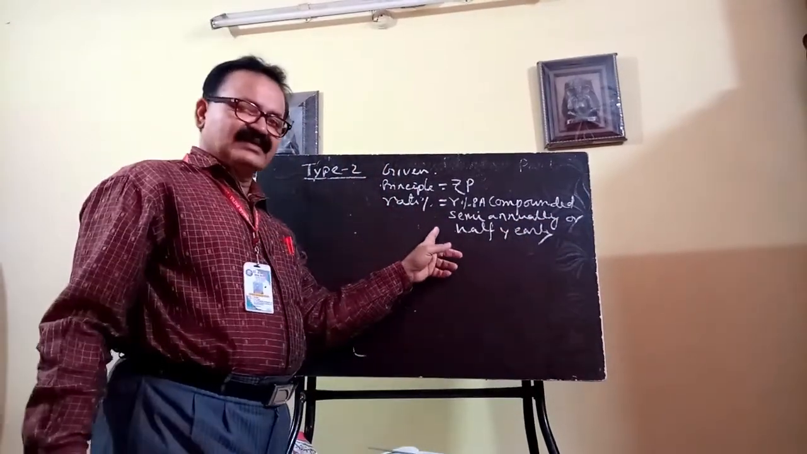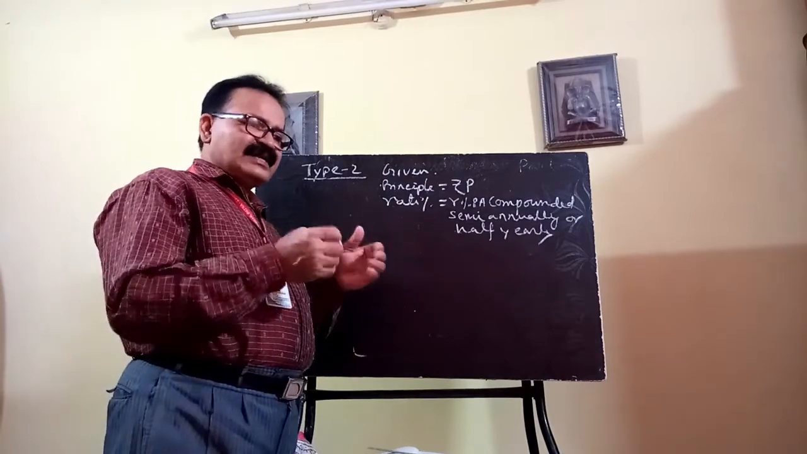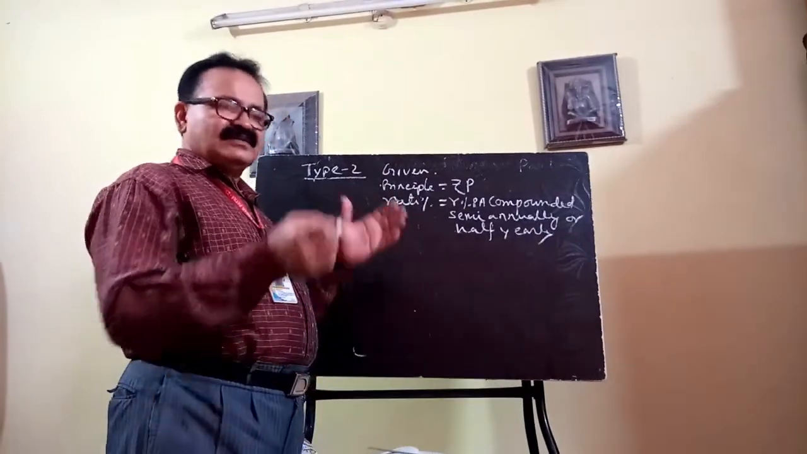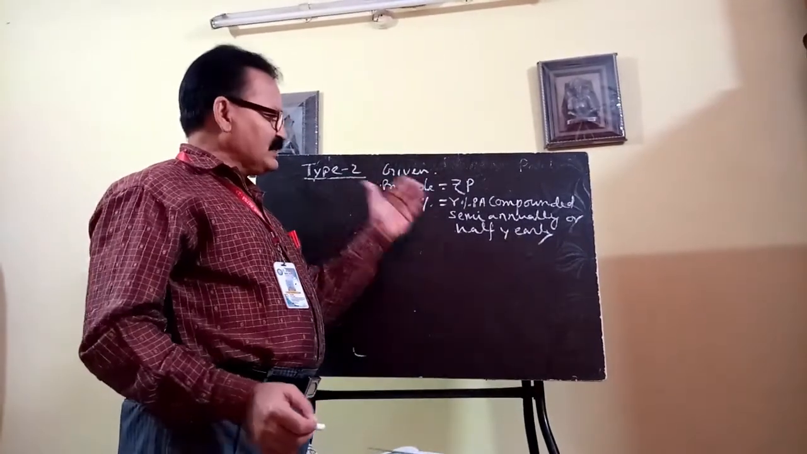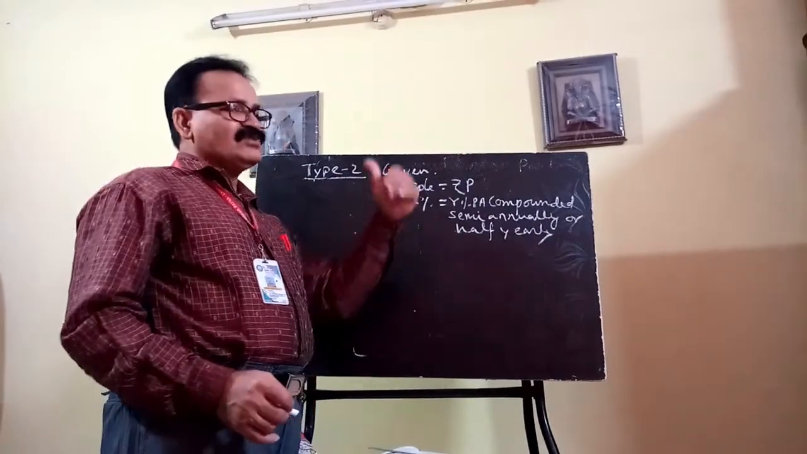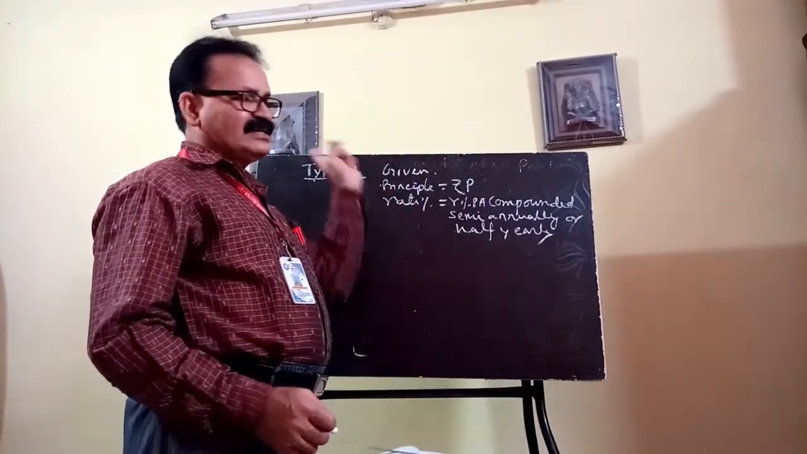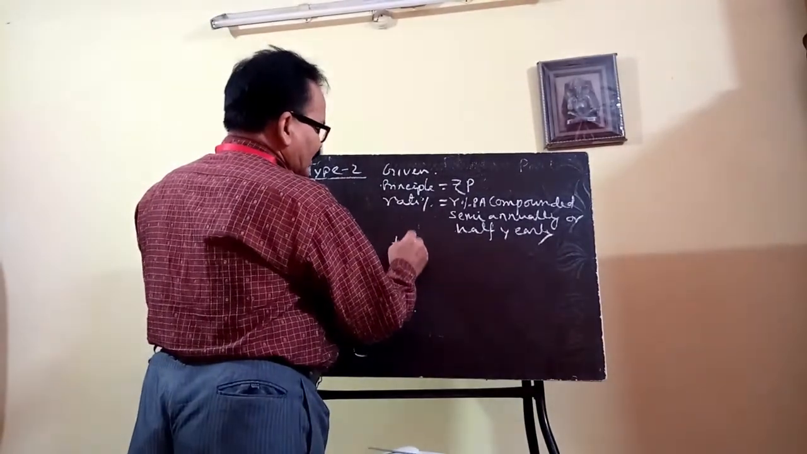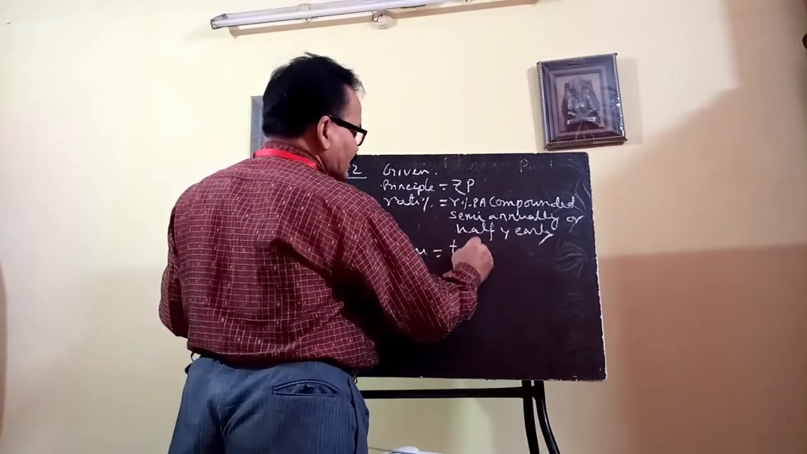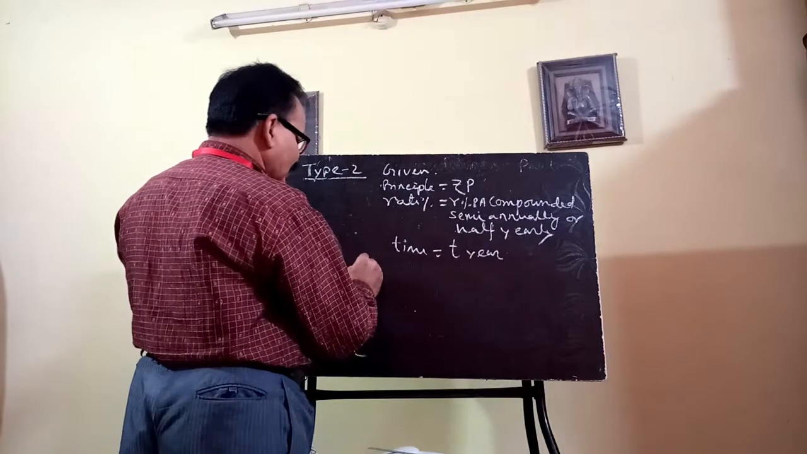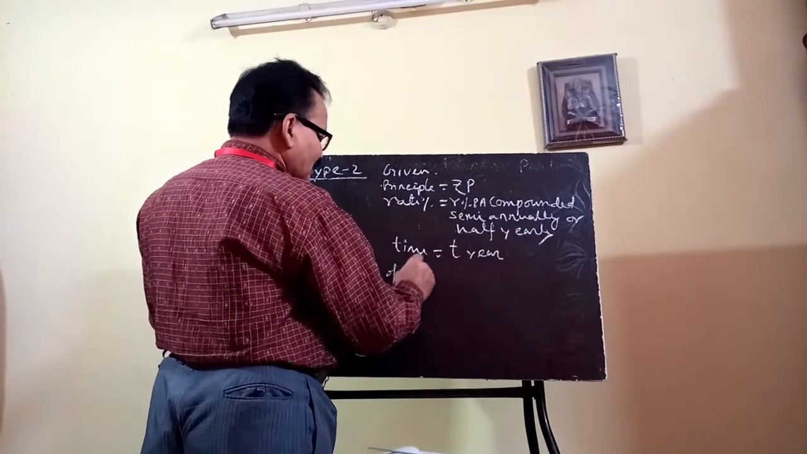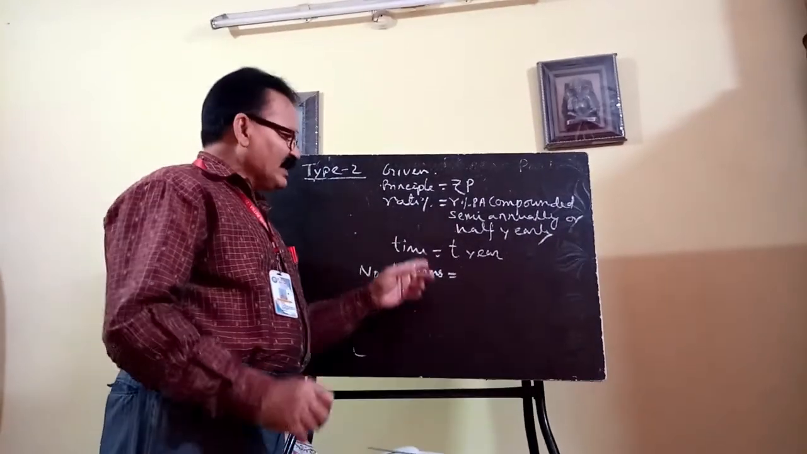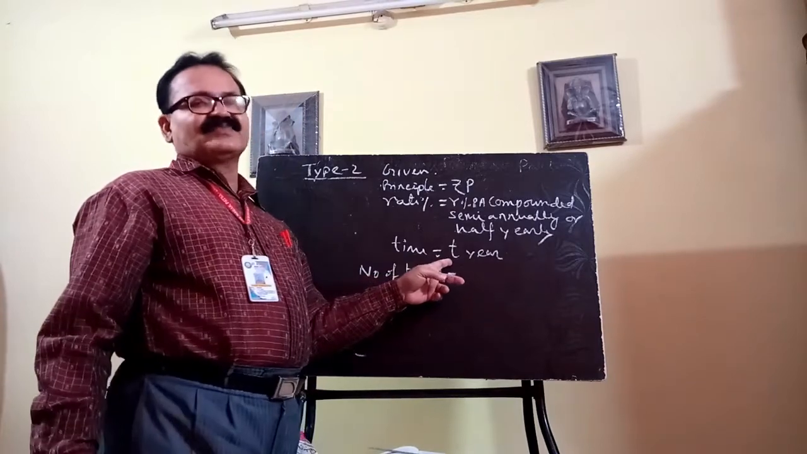Semi-annually means half yearly. So that means after every 6 months you have to calculate the interest and add it with the principal, followed by the amount you have got at the end of the half year. That amount will be the principal for the next half year, that you have already seen in the previous exercise. So here the time is given in T years. Here also you have to find out the number of terms. Number of terms means how many times the interest will be calculated in the stipulated time period.